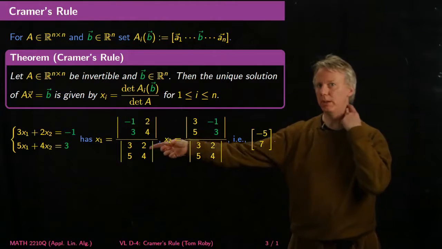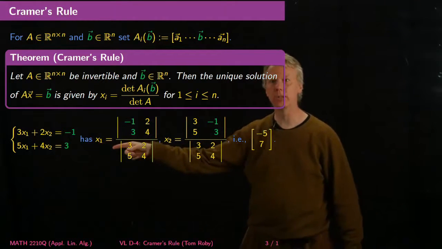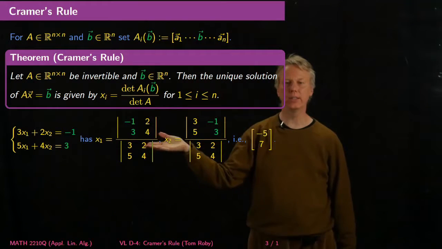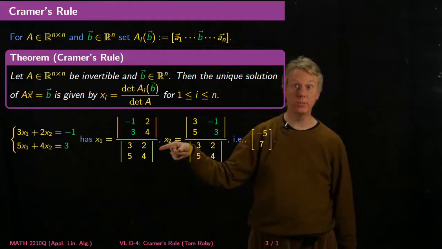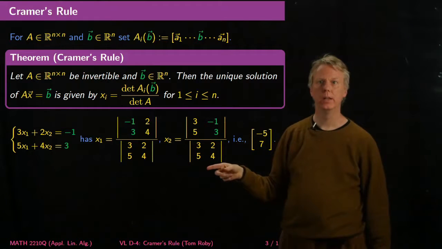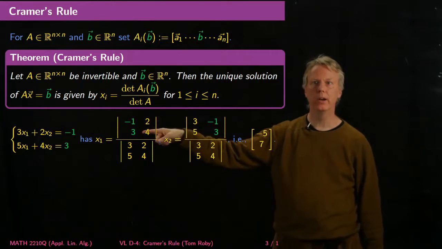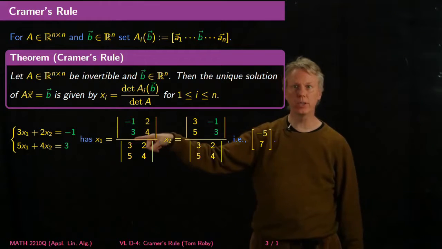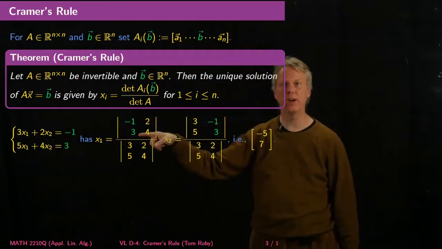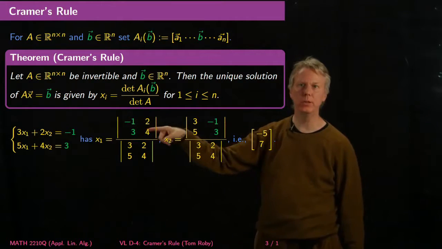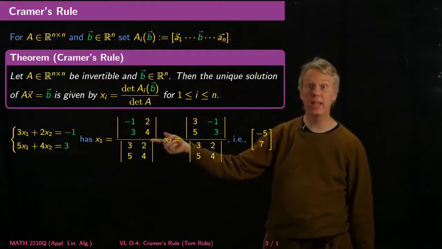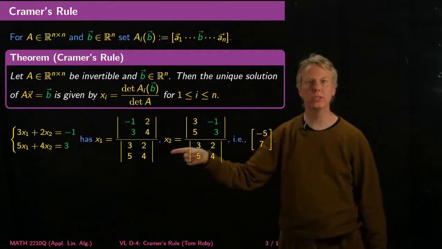So here's a system we've seen before and solved before, and its matrix of coefficients is 3, 2, 5, 4, right? That determinant is 3 times 4 minus 5 times 2, so that's 12 minus 10, which is 2. And now, to get x1, I replace the first column with my vector b, the output I'm trying to get. So instead of 3, 5, I have minus 1, 3. Keep the 2, 4. Take the determinant of that, I get negative 4 minus 6, which is negative 10, divided by this determinant, which is 2, and I get negative 5.